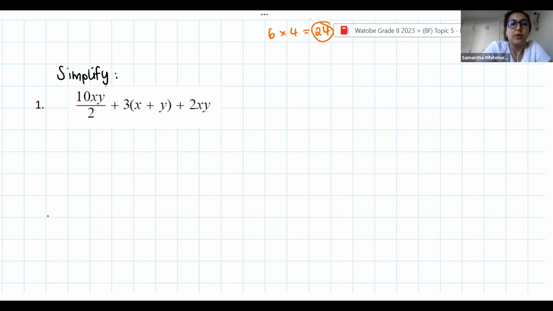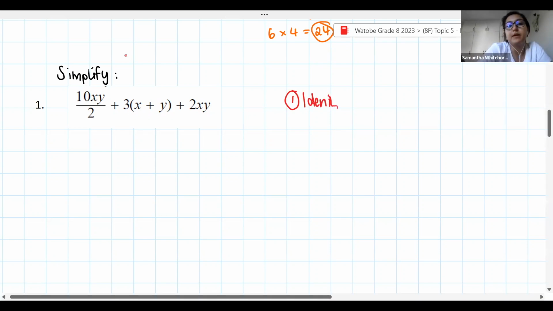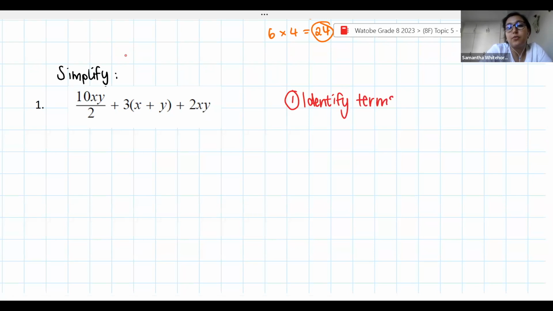So the first thing that we want to do whenever we've got an expression that we need to simplify is identify our terms. Because if we know which terms we are working with, it would help if I could spell, if we know which terms we are working with, it's going to make our lives a lot easier. So identify our terms. Now, remember, we spoke about this in the last lesson. Terms are separated by plus and minus signs only. So that's what we want to look out for.